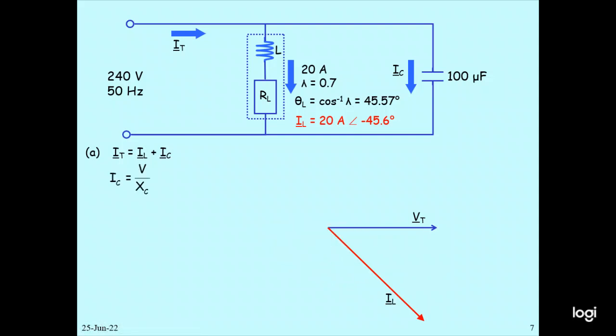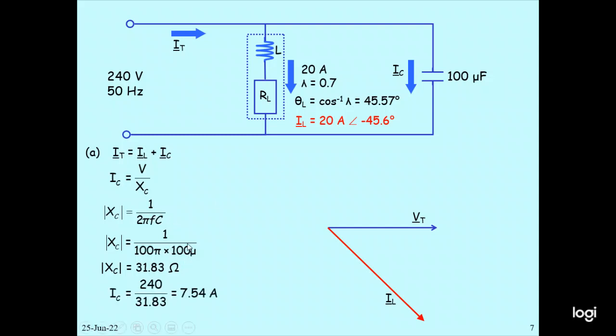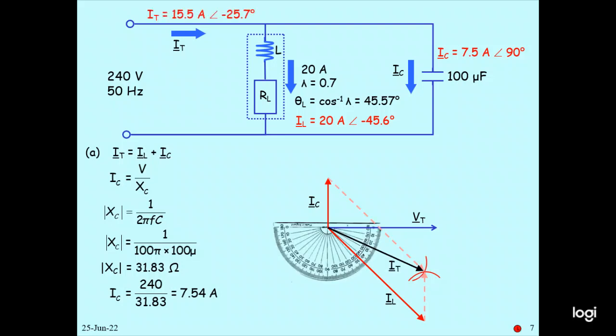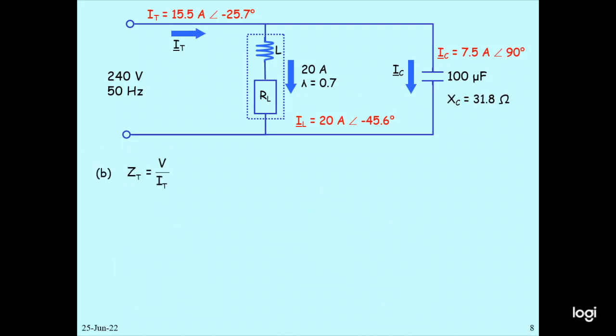And then IC needs to be calculated. XC is 1 over 2 pi fC, which is 1 over 2 pi times 50 times 100 microfarad. So you get 31.83 ohm, and 240 divided by 31.83 gives 7.54 ampere. Then IC is 7.54 ampere at 90 degrees. So you put the angle of IC here, and then you draw the vector diagram. Then you get the total current IT. The magnitude of the total current IT, found this way, is 3.5 ampere at minus 25.7 degrees. This is the way you solve this problem.